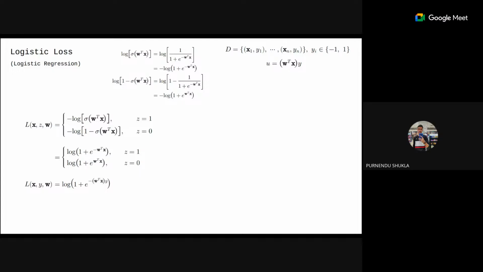This z, that is w transpose x. No, z is not w transpose x, right? Z is a label. Okay, so we will multiply z with this log function. No, you make a loss universal for this with respect to y. If you put y equal to 1, that is going to be z equal to 1. If we put y equal to minus 1, then we get z equal to 0. Correct. Z is not w transpose x. Z is the label in this case. And y is w transpose x then. No, y is also the label.